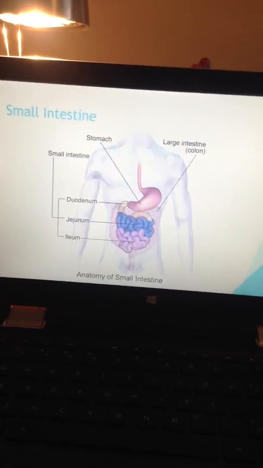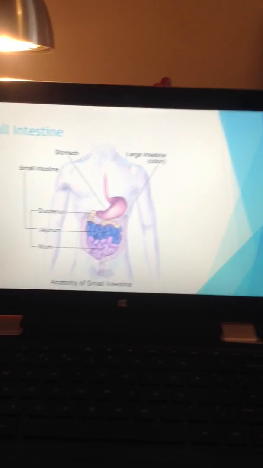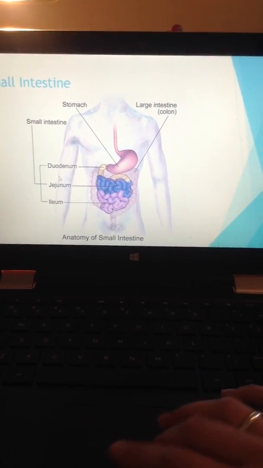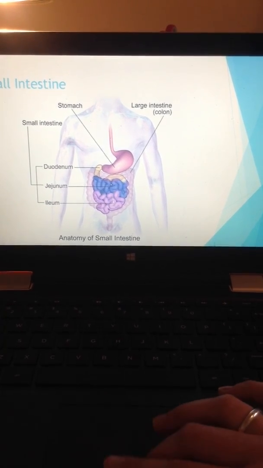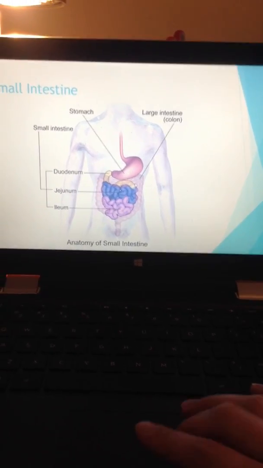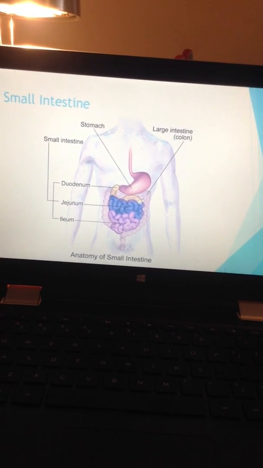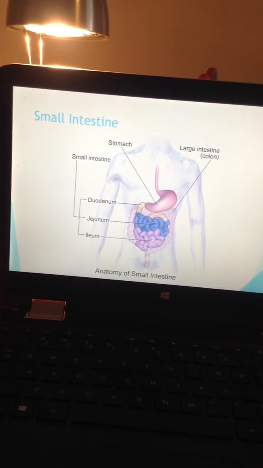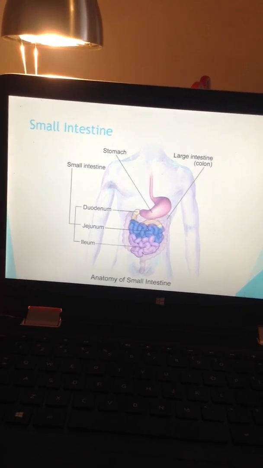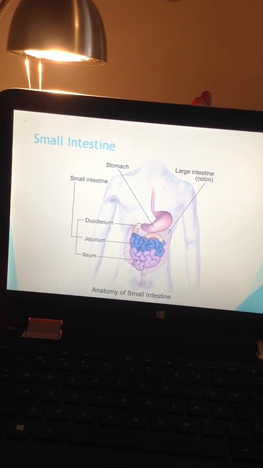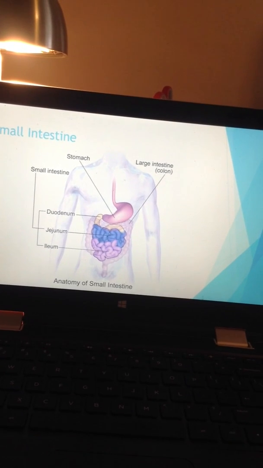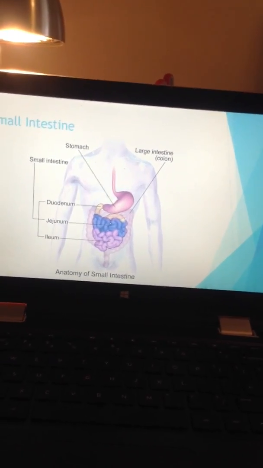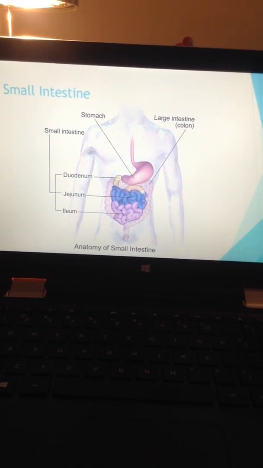The next thing is the small intestine. And I like this picture because it separates each part of the small intestine. Its primary function is that it's the site of enzymatic digestion and absorption. 95% of absorption to the blood happens in the small intestine. And like I said, it's made up of 3 different sections.